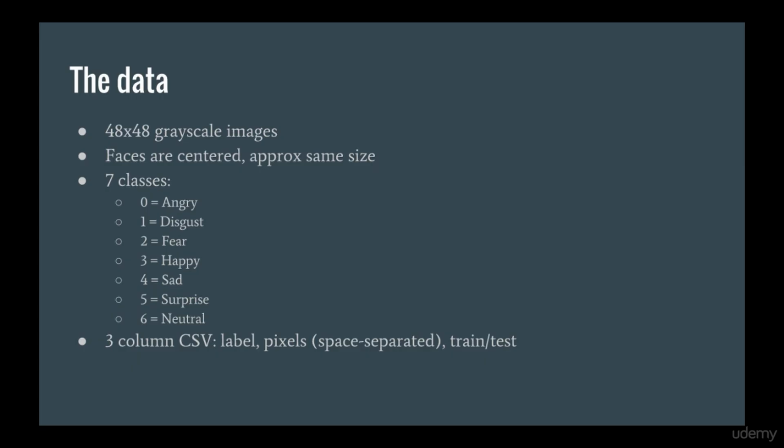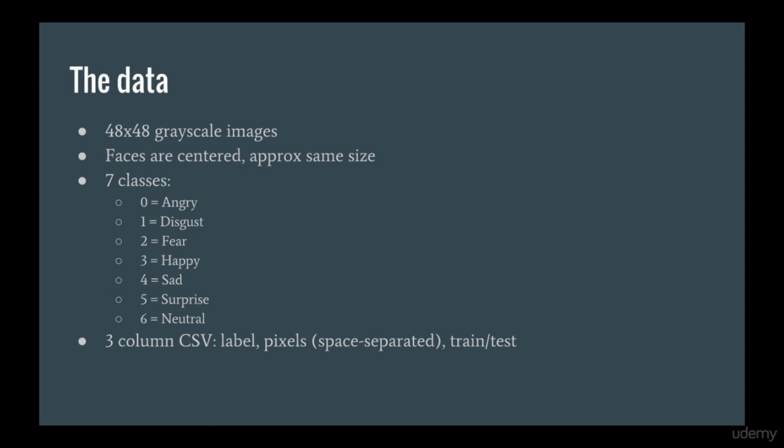So what is the data we're going to look at? It's a set of 48 by 48 grayscale images of faces. The images have been pre-processed so that the faces are centered and so that each face occupies approximately the same amount of space in the image. Each face expresses an emotion, and our task is to categorize or classify which emotion. The 7 emotions are 0 for angry, 1 for disgust, 2 for fear, 3 for happy, 4 for sad, 5 for surprise, and 6 for neutral.